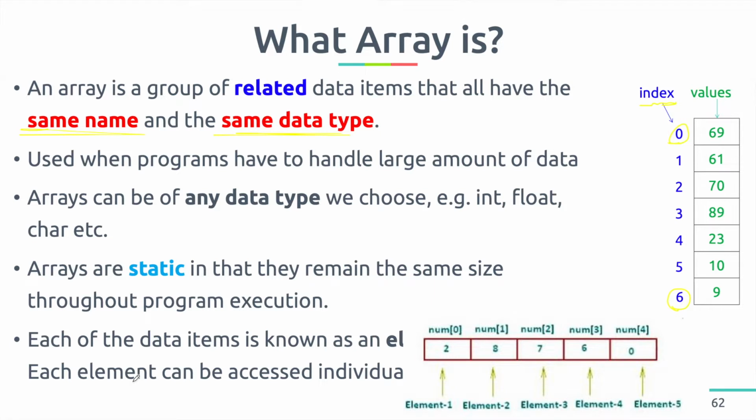Arrays can be defined using any data type. We can define integer arrays, string arrays, character arrays. It can be any type of array. Arrays are static in that they remain the same size throughout the program execution. If I define my array to be the size of 5, throughout the program execution, the size will not change.